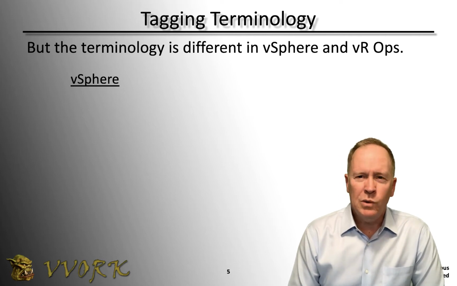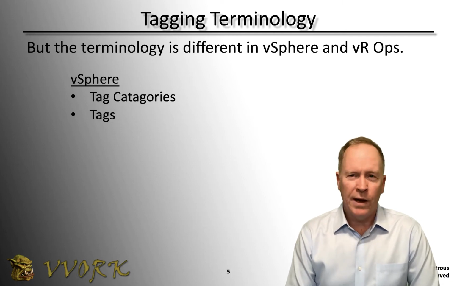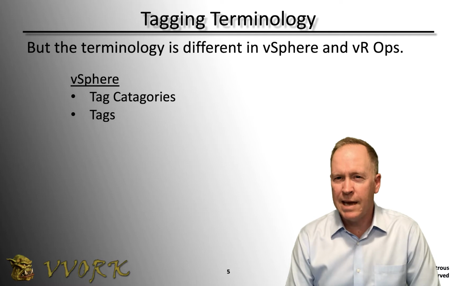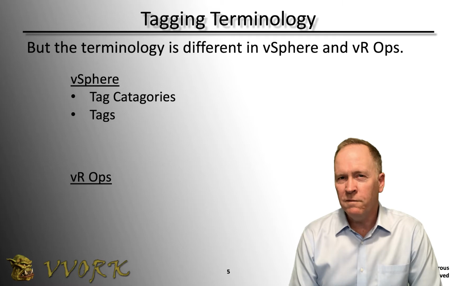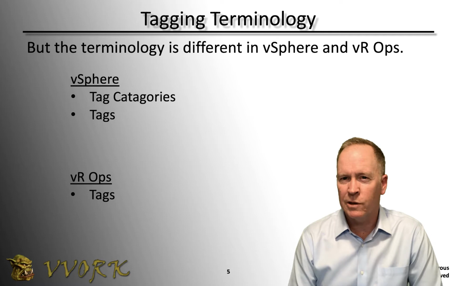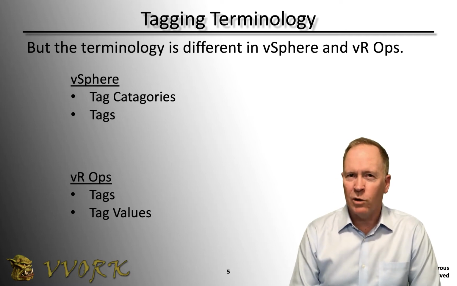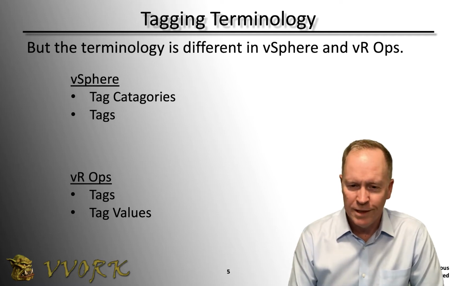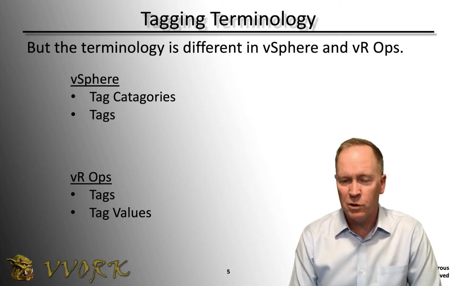In vSphere, there are 2 concepts known as tag categories and tags. On the other hand, in vRealize operations, we have the same 2 concepts, but the terminology is different. In vRealize operations, what vSphere calls a tag category, vRealize operations calls a tag. And what vSphere calls a tag in vRealize operations is called a tag value. Now, it's not super critical that you understand all of these different words and what their definitions are. The primary point here is to understand that the terminology is different between the 2 different platforms.